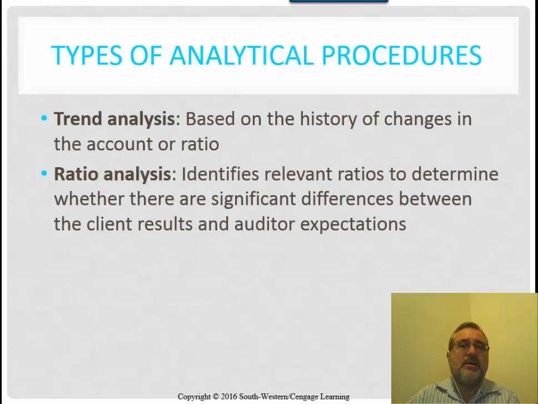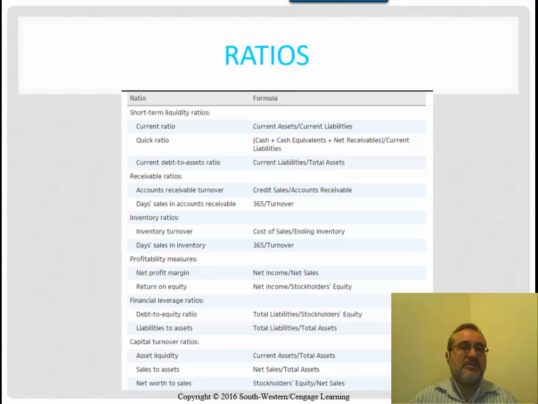So as we talked about, the analytical procedures help the auditor gain an understanding of the risk of material misstatement. But let's talk specifically about what analytical procedures are. Analytical procedures are nothing more than mathematical models. These mathematical models could be trend analysis. This is based on the history of changes in the account or ratio. Ratio analysis identifies relevant ratios to determine whether there are significant differences between the client results and auditor expectations.